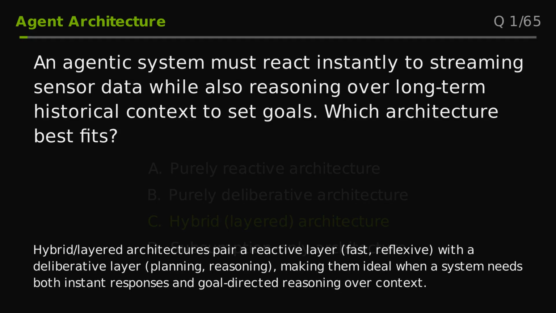Hybrid layered architectures pair a reactive layer, fast and reflexive, with a deliberative layer, planning and reasoning, making them ideal when a system needs both instant responses and goal-directed reasoning over context.